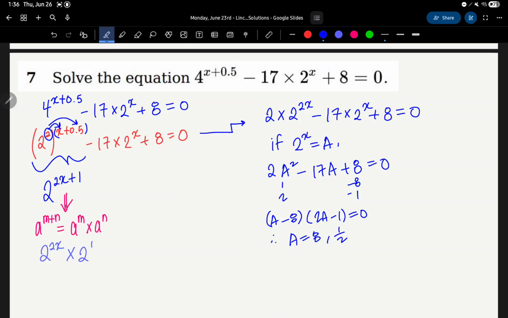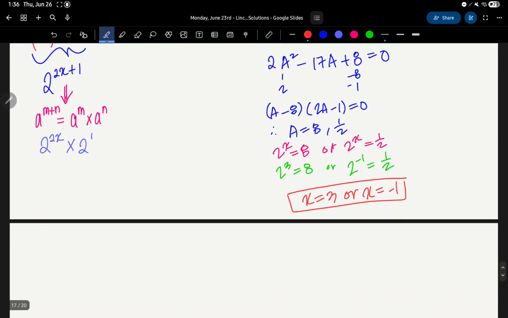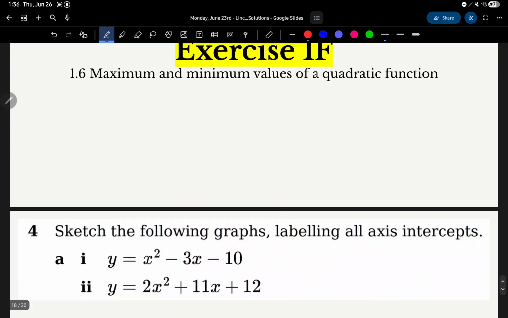So we don't stop here, right? Because we need to substitute a back into the original equation. That's going to be 2 to the power of x is going to be 8, or 2 to the power of x is going to be 1 over 2. So remember, 2 to the power of 3 is going to be equal to 8. And 2 to the power of minus 1 is going to be the reciprocal, so it's going to be 1 over 2, right? Remember that. So our answers for this question are going to be x is equal to 3 or x is equal to minus 1. Yeah, so we kind of combined all of the things that we learned in class in this one problem. I think it's super fun.